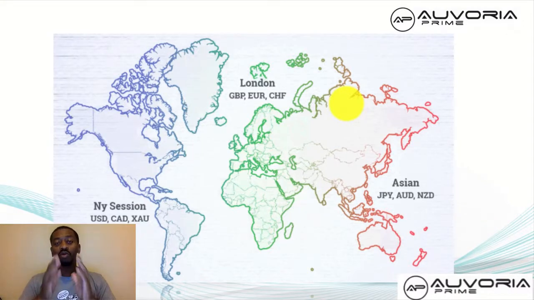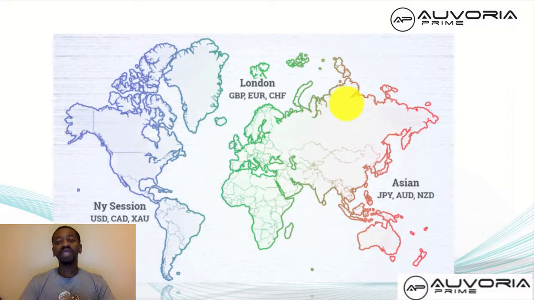Now we'll move to the middle of the chart, and you can see the London session. The 3 best pairs to trade are any pairs with GBP, or Great Britain Pound, EUR, or the Euro, and CHF, or the Swiss franc. And then last, over here on the far left, is the New York session. The best pairs to trade are any forex pairs with these 3 in them: USD, or US dollar, CAD, or Canadian dollar, and XAU, which is gold, XAU USD.